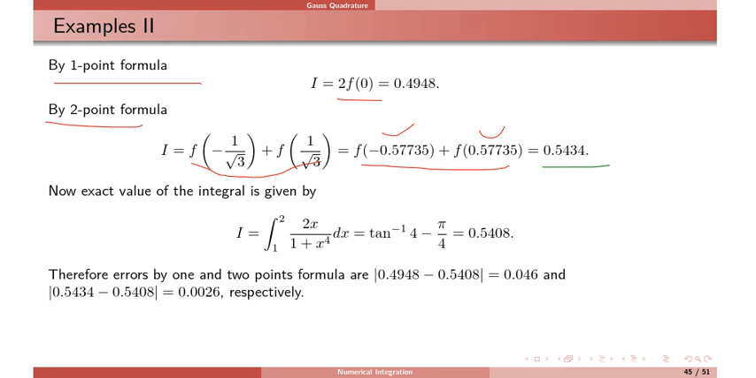Now you can compute the exact value. This is a simple integral, just put x square equal to t. Then this is dt by 1 plus t square, this is tan inverse. So the answer is 0.540, this is the exact value. So for comparison, just subtract. This is by 1 point, this is exact. So the difference is this. And this is by 2 point and this is exact. So you can compute errors by comparing with the exact values.